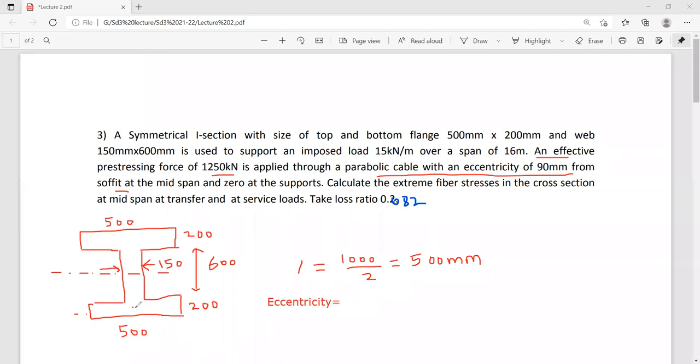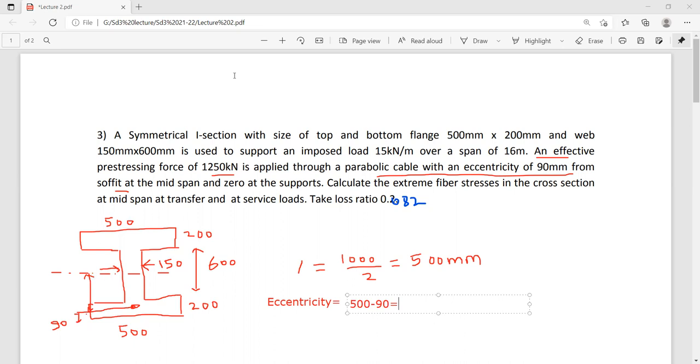So this is the position of the cable wire, 90 mm from the soffit of this beam. Now eccentricity is measured from the neutral axis to the position of the cable. So how will you get this eccentricity? Y bar 500 minus this 90 mm, we'll get the eccentricity of this pre-stressing force. Are you getting my point, students?